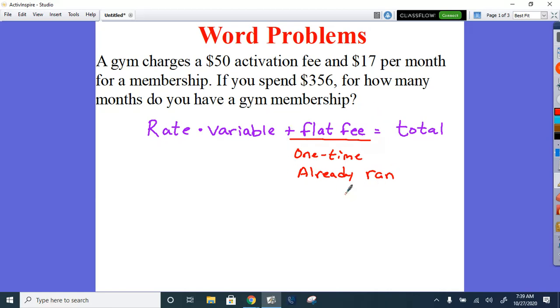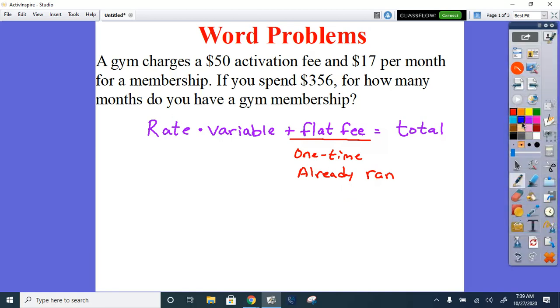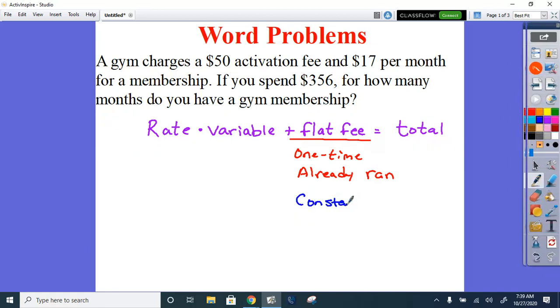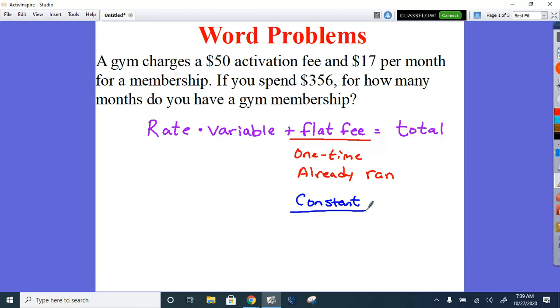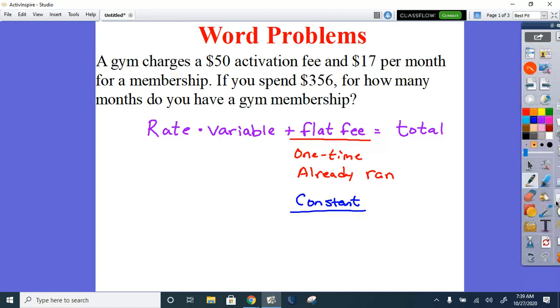And that flat fee, algebraically speaking, is something we call a constant, okay? So that's what we're really looking for with that flat fee. Those are the words that we're looking for. We're looking for that constant, okay?